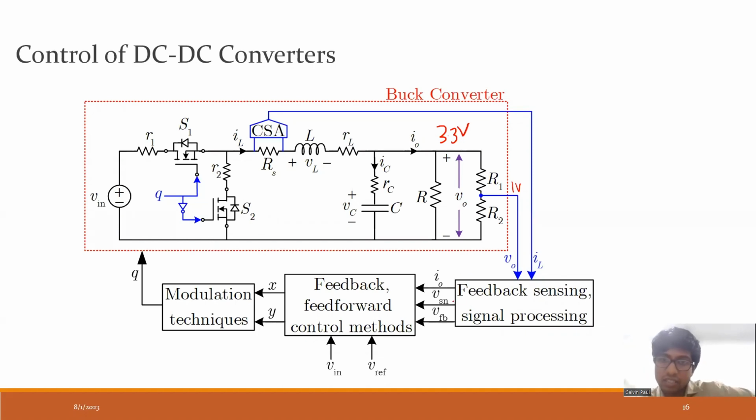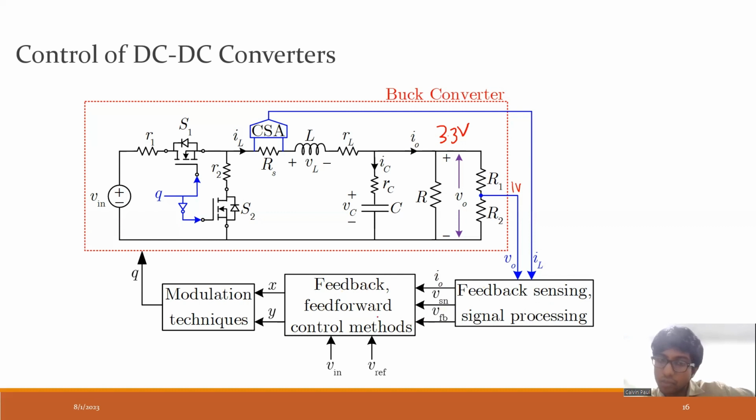Why are we sensing these signals? We are sensing the inductor current and output voltage because we want to control the DC-DC converter to operate as per the requirements of our particular application. So we need these signals to control it: output voltage and inductor current. And those signals are converted, stepped down and processed such that they can be fed to our controller.